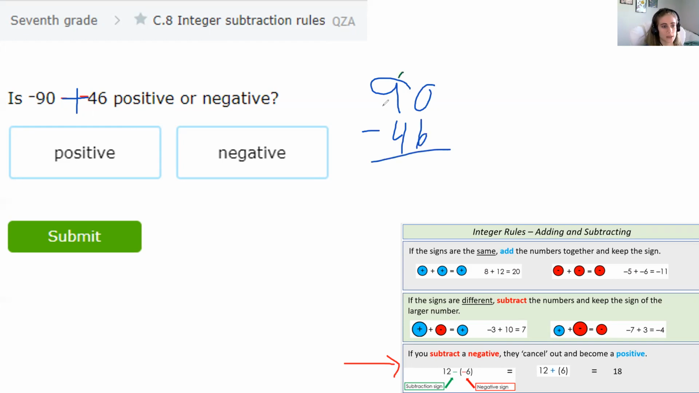Oh, gotta borrow again. Borrow from that 9, so it becomes an 8. 10 minus 6 is 4. 8 minus 4 is 4. But we're not done yet. Don't forget this last step. We need to check our sign.